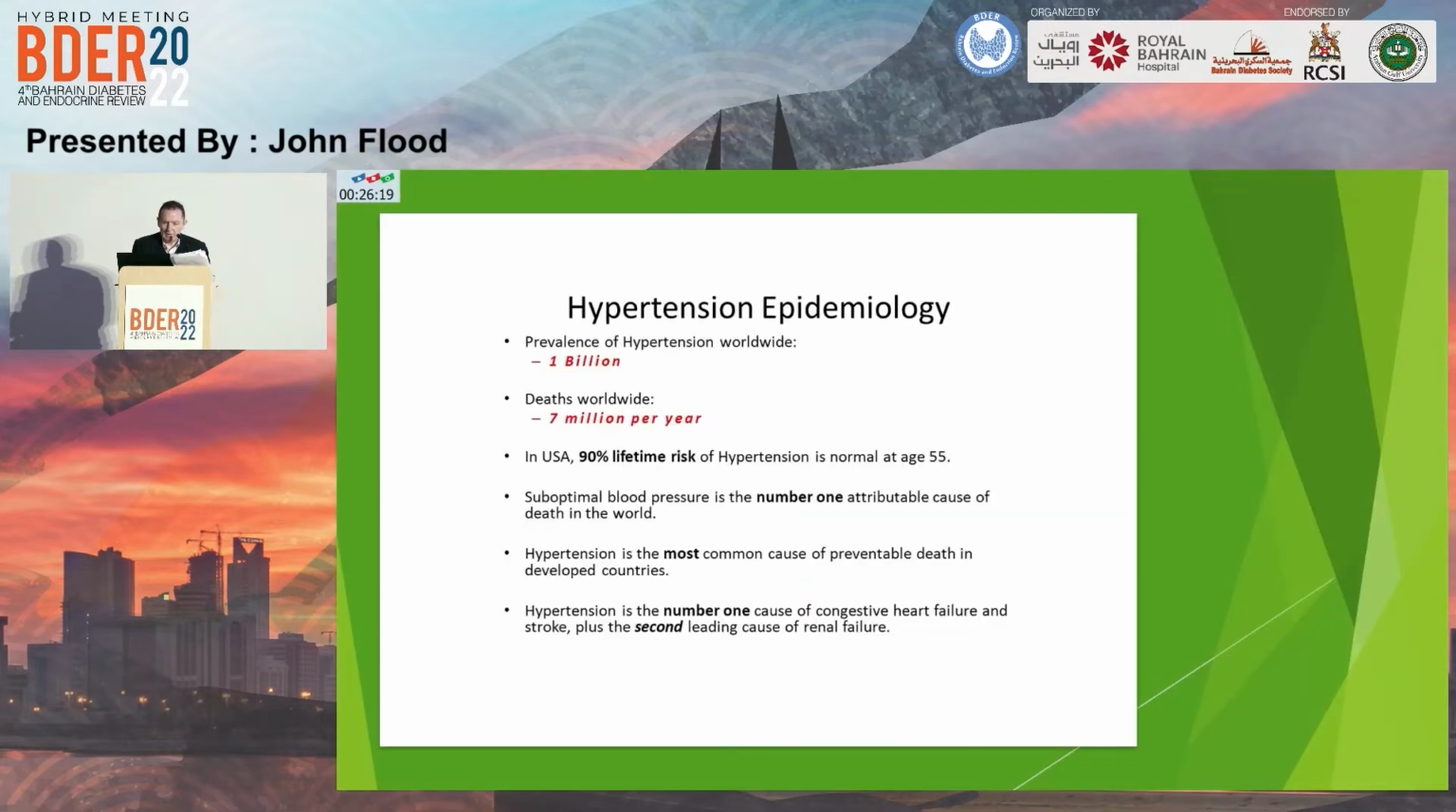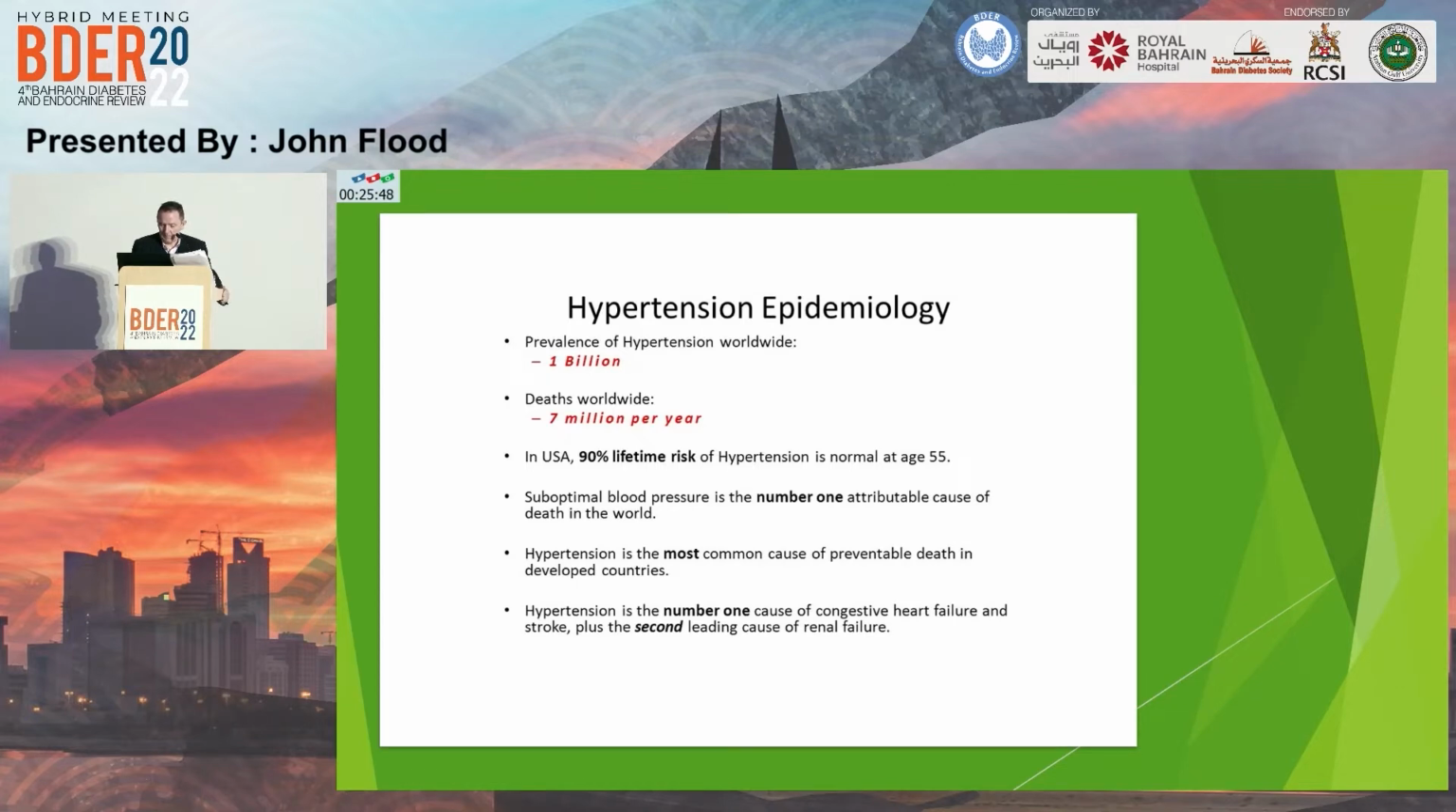The mortality: 7 million people a year die from poorly controlled hypertension, and it is the commonest cause of preventable death in the developed world. It is the number 1 cause of congestive cardiac failure and stroke, and the second leading cause of renal failure. So it's a very serious condition, and it is one of the areas of medicine that's poorly managed, in spite of the fact that we have a world full of cardiologists, clinical pharmacologists, endocrinologists, and even general physicians.